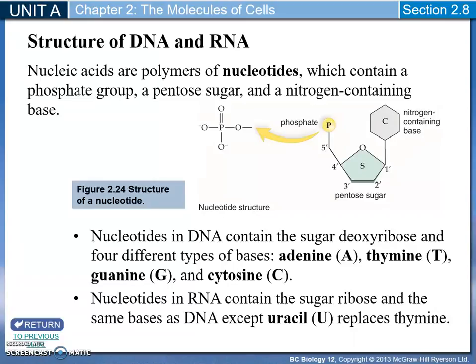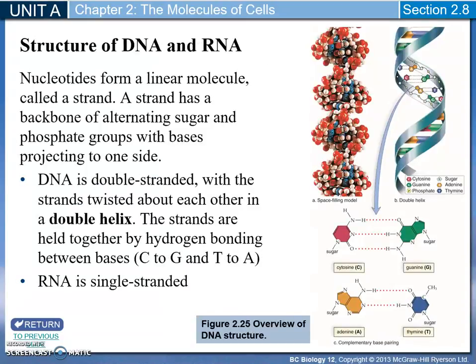Then the nucleotides in RNA contain the ribose sugar and the same bases as the DNA, except instead of thymine, now in RNA we have uracil. So nucleotides form a linear molecule called a strand, and a strand has a backbone of alternating sugar and phosphate groups with bases projecting to one side. So DNA is double-stranded with the strands twisted about each other in what's referred to as a double helix. And the strands are held together by hydrogen bonding.